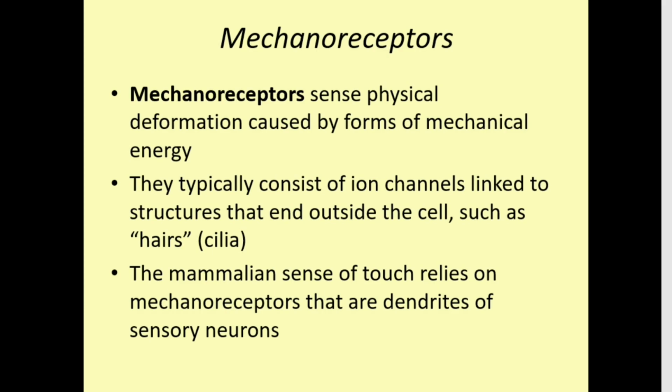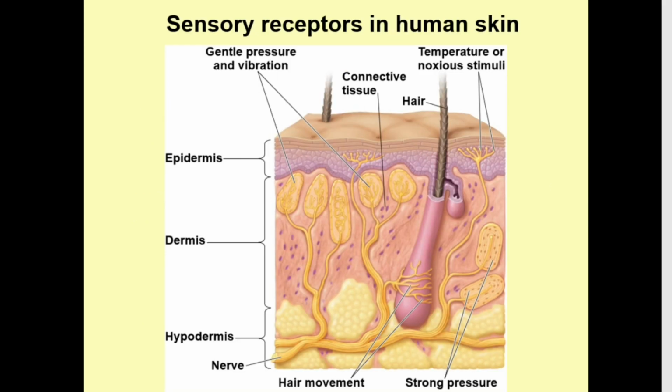So mechanoreceptors sense physical deformation caused by forms of mechanical energy. So they typically consist of ion channels linked to structures that end outside the cell. So we're talking about things that are built into our integumentary system, such as our hairs. So the mammalian sense of touch, as an example, relies on mechanoreceptors that are dendrites of sensory neurons.